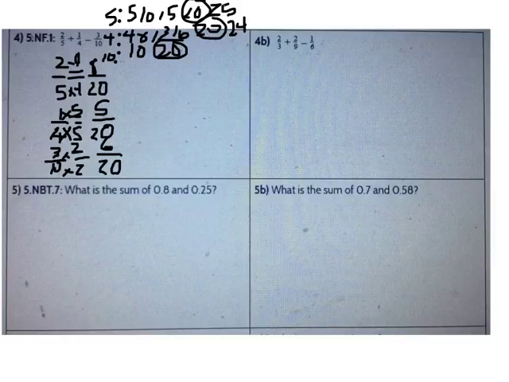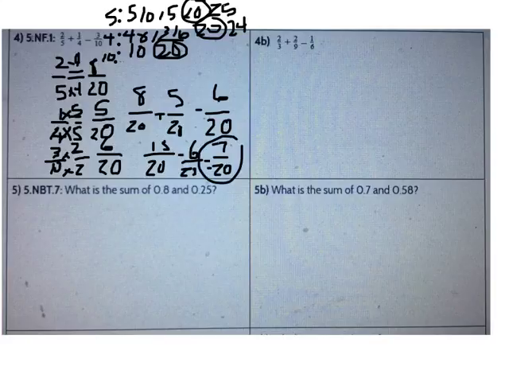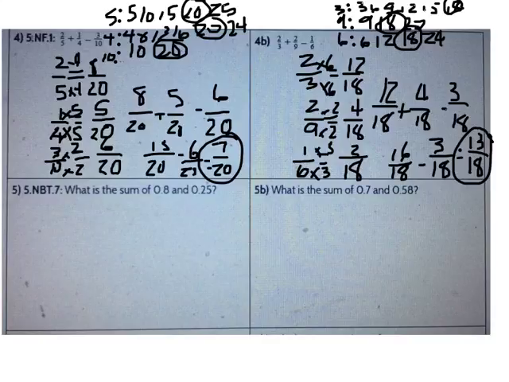So now I can follow the order of operations. I'm going to add 8 over 20 plus 5 over 20, and then subtract 6 over 20. What's 8 twentieths plus 5 twentieths? It's 13 twentieths. What's 13 twentieths minus 6 twentieths? It's 7 twentieths. So the correct answer is 7 over 20. Now you try one. What's 2/3 plus 2/9 minus 1/6? Go ahead and solve that problem now. The correct answer is 13/18.